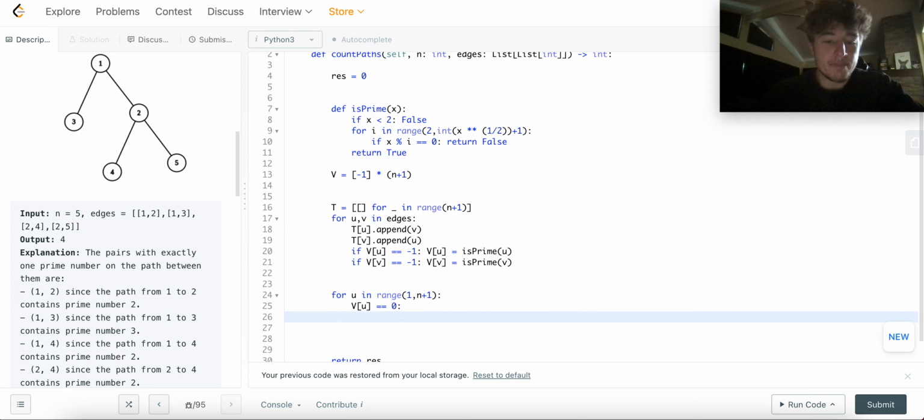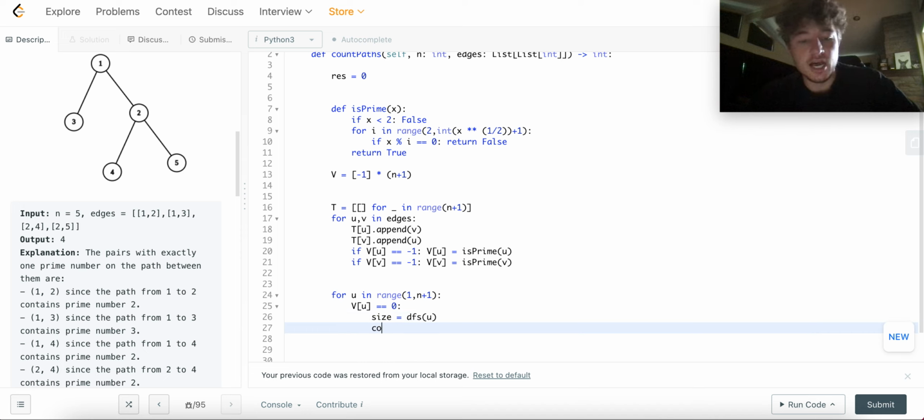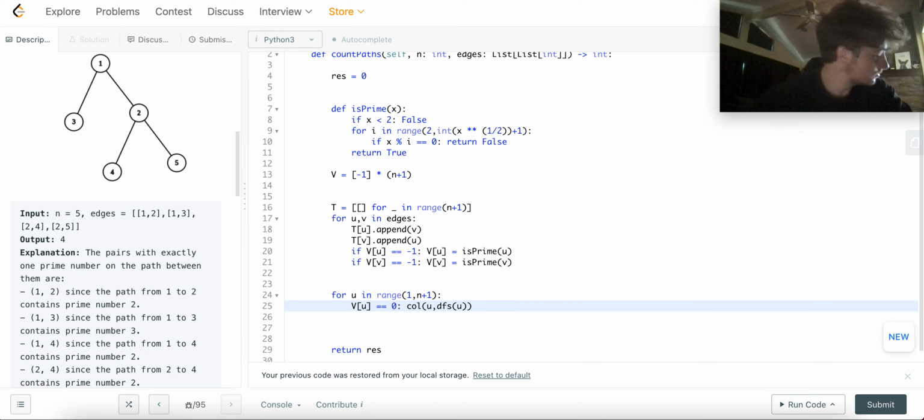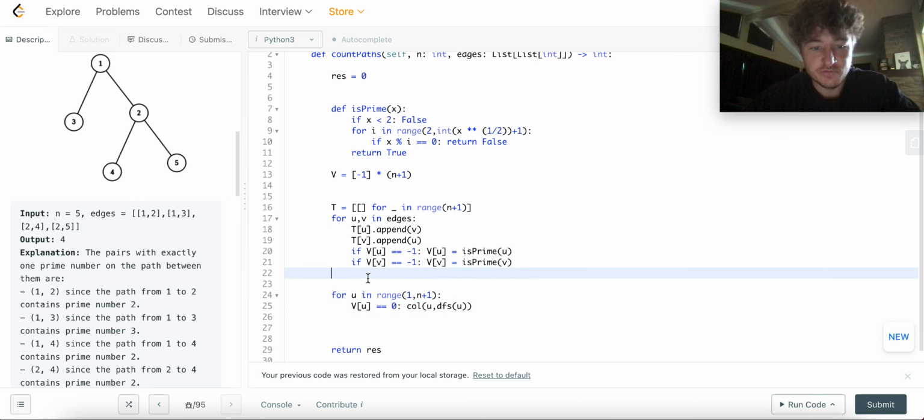Okay, so this is 0. We're going to find out the length, or let's just call it size, of this component equals the number of, I'm just going to call it DFS because I don't care. All right. And then we're going to color all those elements that size. So maybe we'll just do this like this so it's a little bit more classy. All right. Now let's make those functions in order to do that.